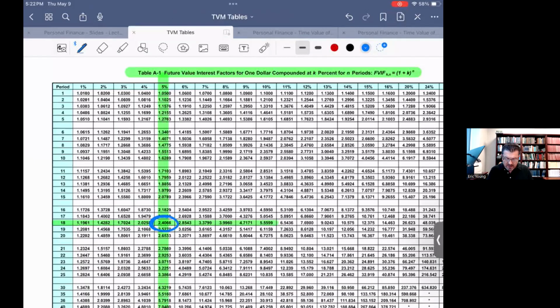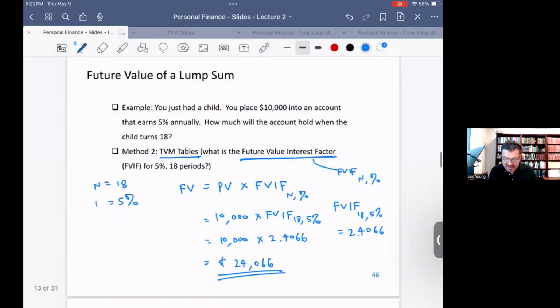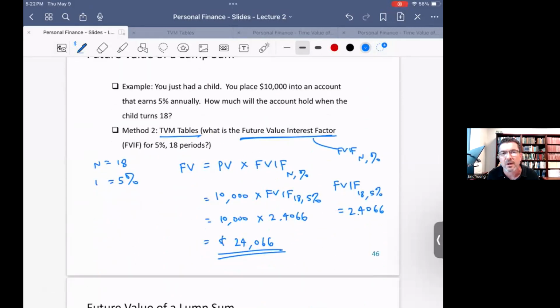By the way, in case you didn't notice, this table right here, that 2.4066, is basically the value that we got when we did that exponent. So the factor tables give you a nice little shortcut so you can avoid doing all the hard exponent work and just finger here, finger there, touch it, and that's your number. Beautiful. Okay. So that's our second way.